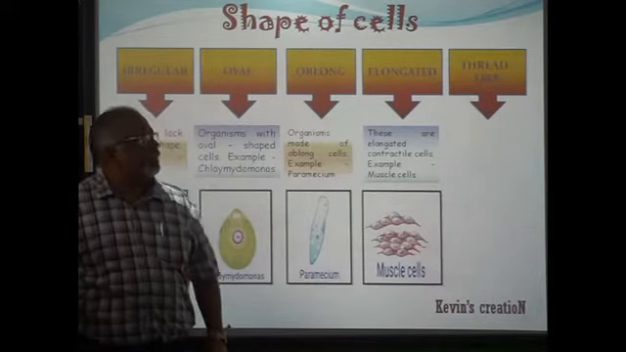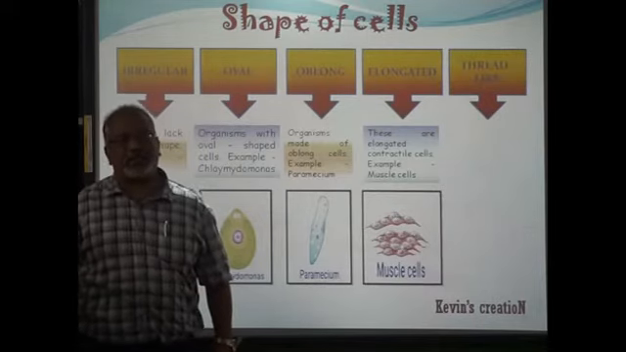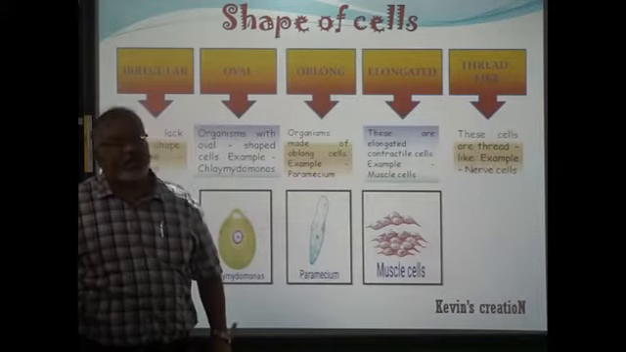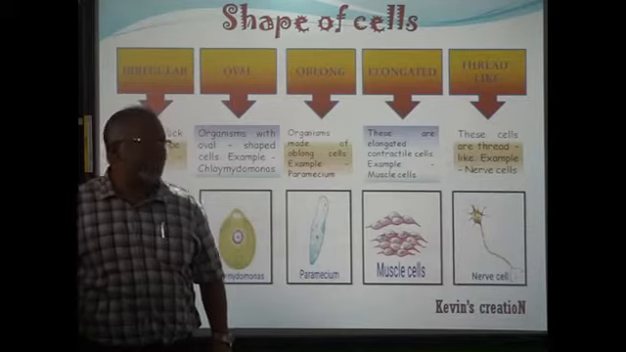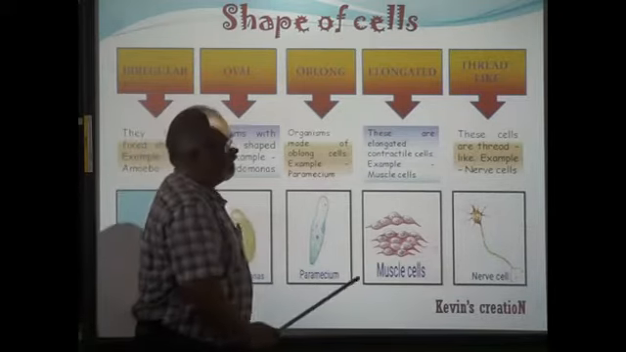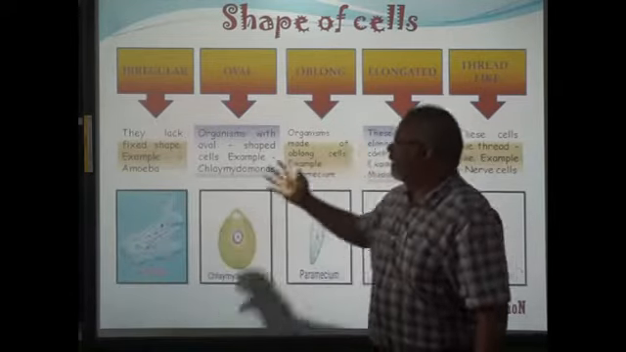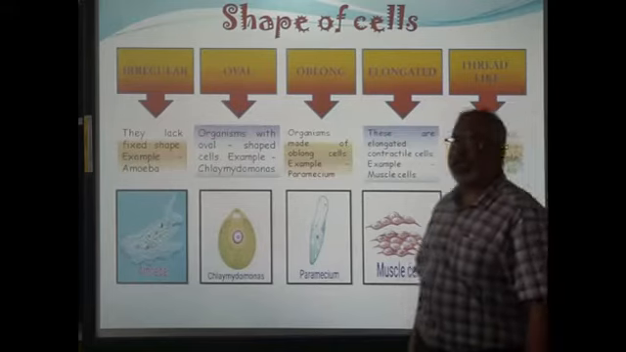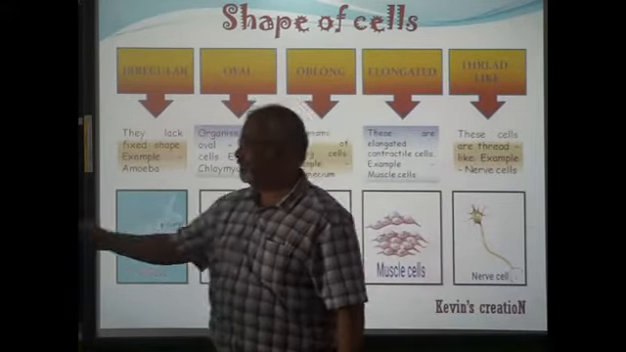The last one here is thread-like. That means the cells are of thread shape. An example is the nerve cell. You have studied about it in class 6 also. So this is a nerve cell. Basically we have this many shapes: irregular, oval, oblong, elongated and thread-like.